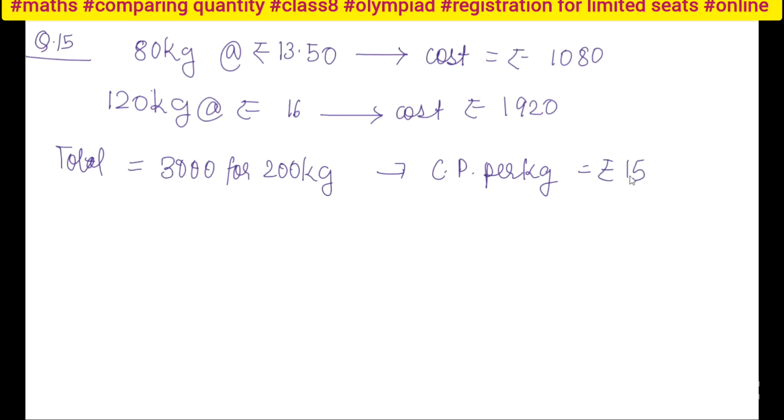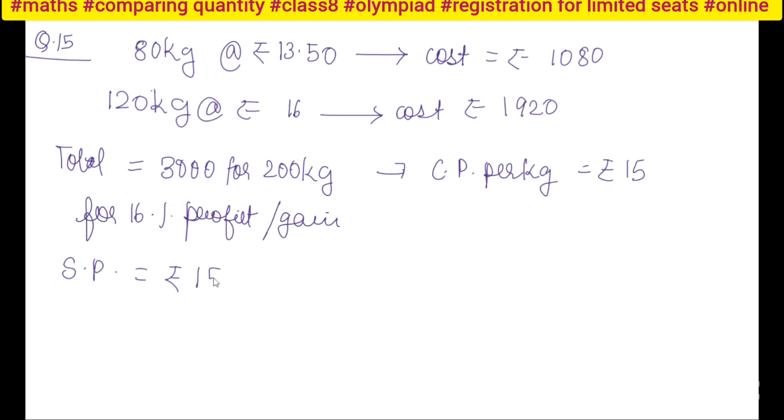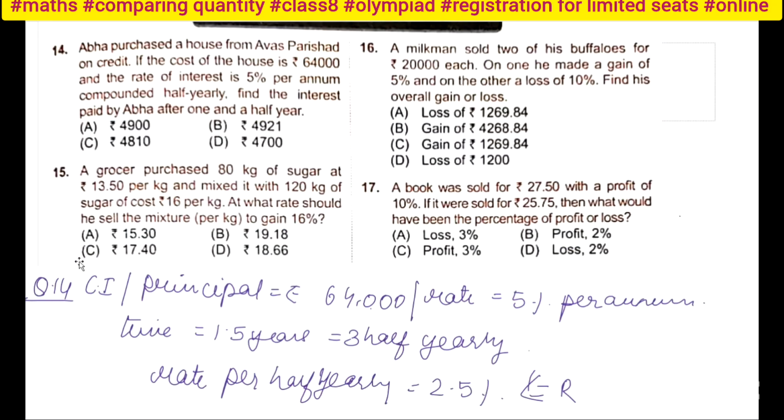Okay, rupees 15. So for 16% profit or gain, what I will do, SP will be rupees 15 plus 16% of 15. Okay, so how much will I get? I will get 15 plus 2.4 is equal to rupees 17.40. Okay, my answer will be 17.40. You got your answer, beta? How I have solved it? See which option? 17.40, that is option C. Okay, my answer will be option C.